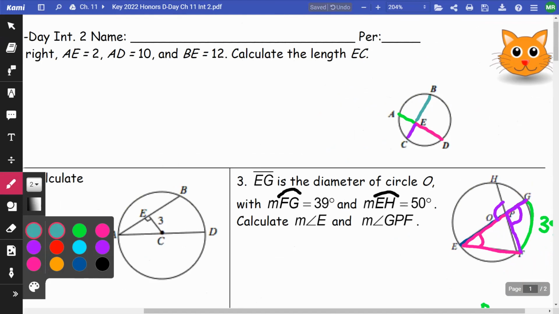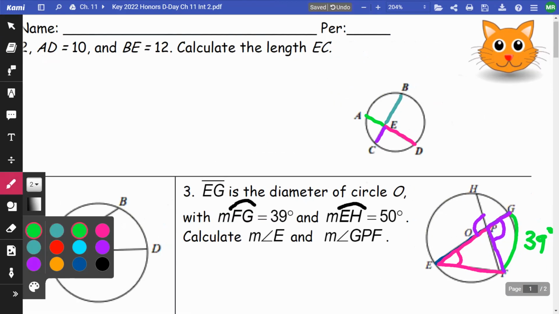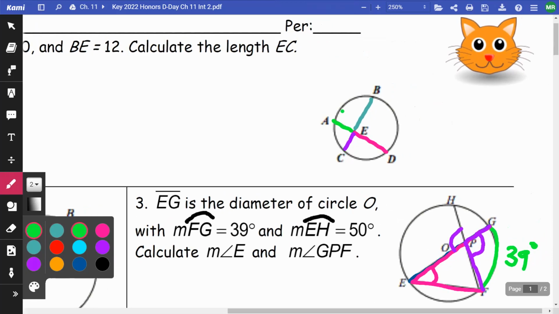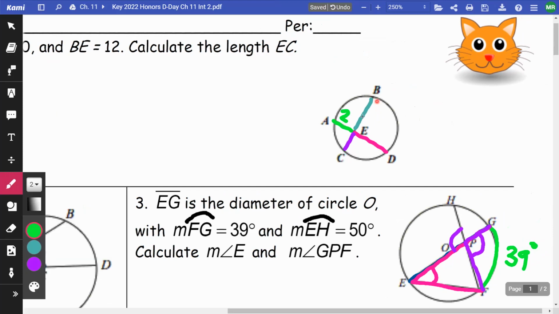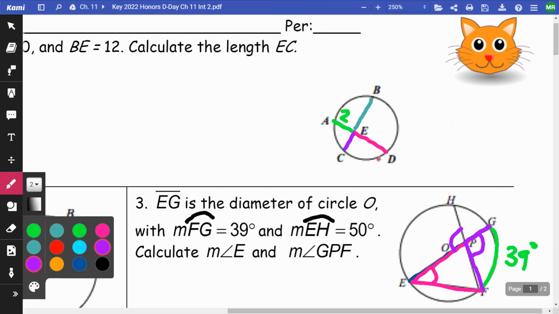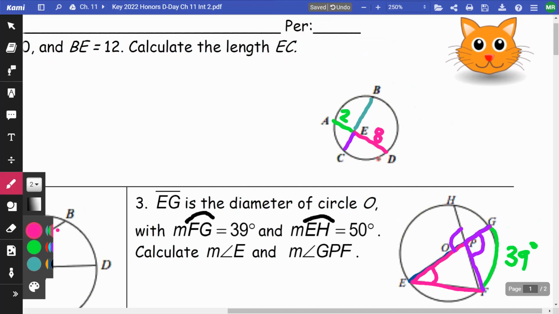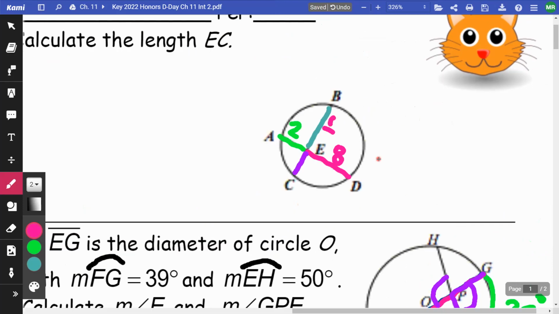So let me fill in what I know. I know AE is 2 and AD, which is going to be all the way from here to here, is 10, which means that ED is going to be the rest of that 10, which is an 8. They tell us that BE is 12. So this one here is 12. And I want to find EC, which I'm just going to call X.